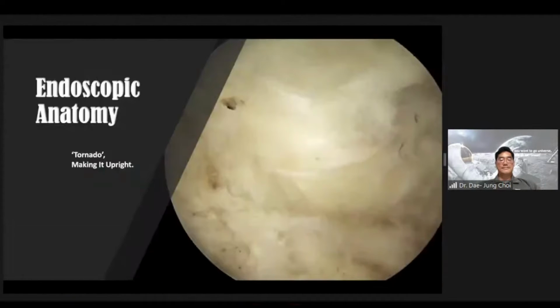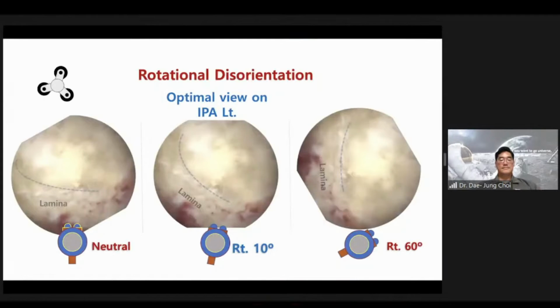We should know reference anatomy in endoscopic view. When you rotate the scope, the view also rotates, and then you can easily lose your direction. You should know what the right reference view is, and you should try to keep the same view in every trial.